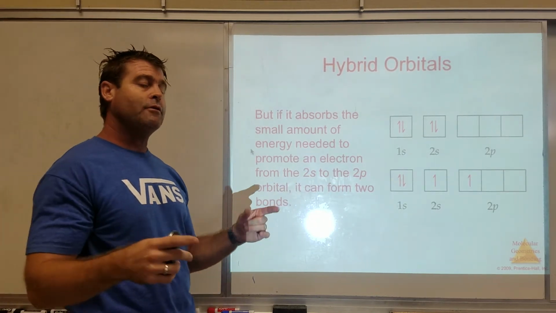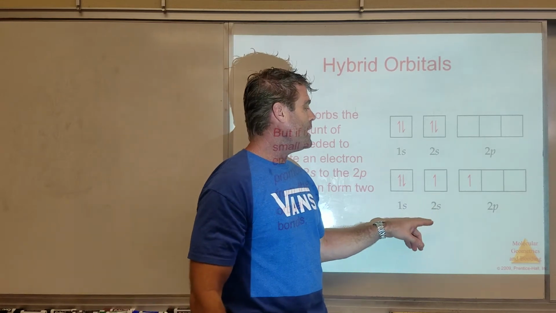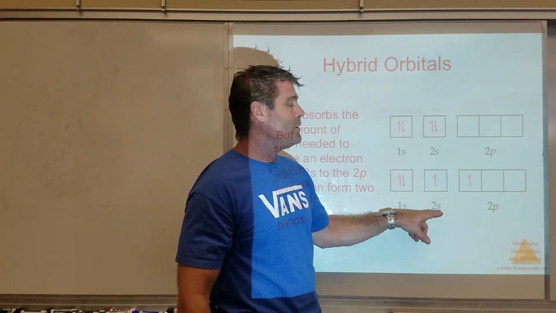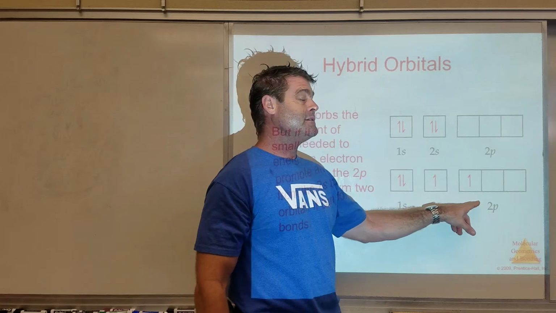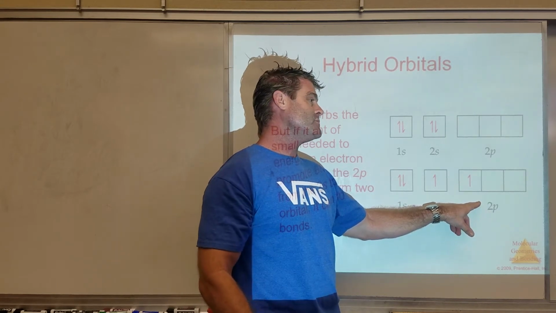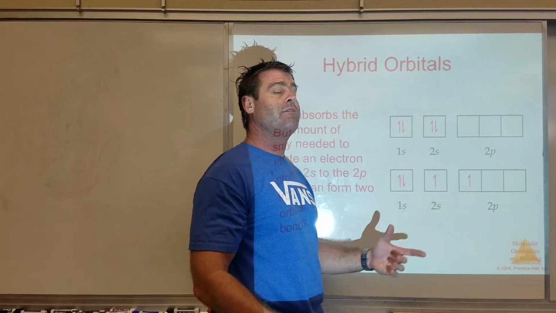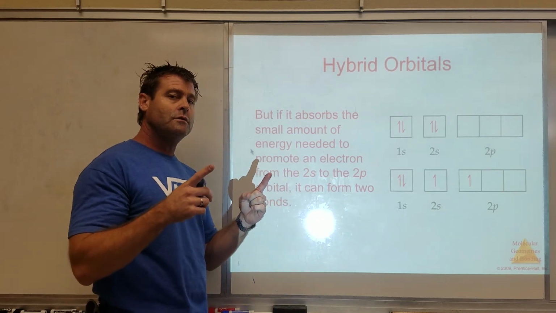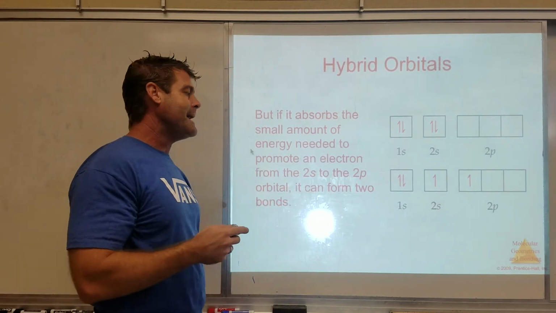But what you'll find is that when it forms 2 bonds, it doesn't form one with a lower energy 2s and then separately another with an atom's orbital overlapping a 2p. What they find is you actually have 2 overlapped orbitals of equal energy.